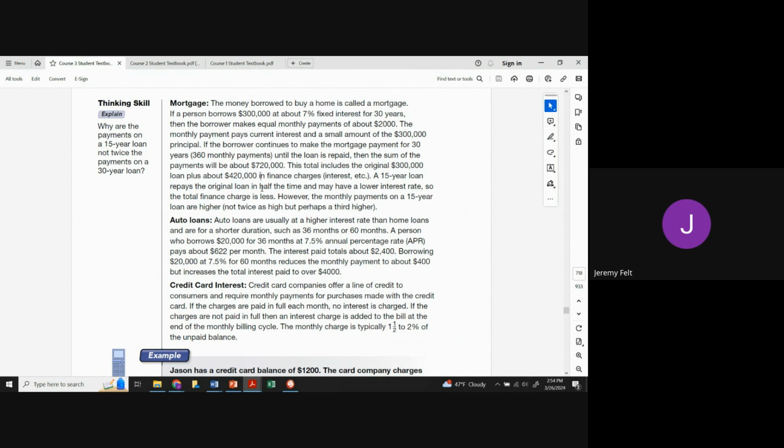A 15-year loan repays the original loan in half the time and may lower the interest rate, so the total finance charge is less. However, the monthly payments on a 15-year loan are higher, not twice as high, but perhaps a third higher. So down the road when you're ready to buy a home, you look at the different types of loans depending on what you're purchasing, like land, or how much money you have to put down. It would affect the type of loan you get. So it may make more sense to do the shorter term. It's going to be more each month, but you're paying it back for 15 years instead of 30 years.